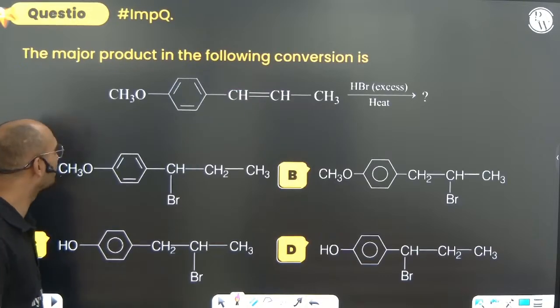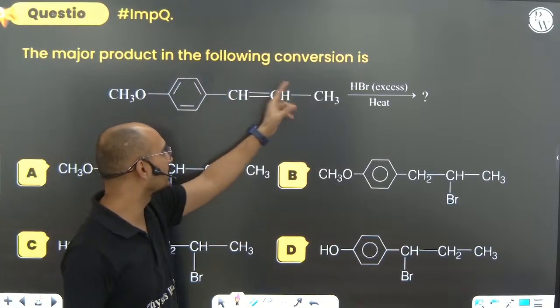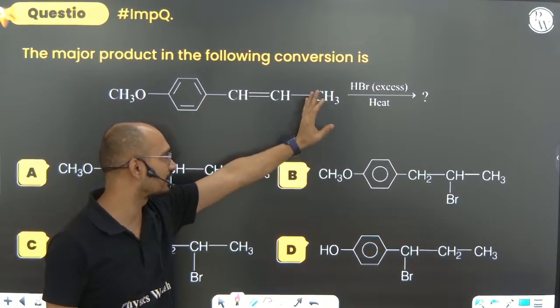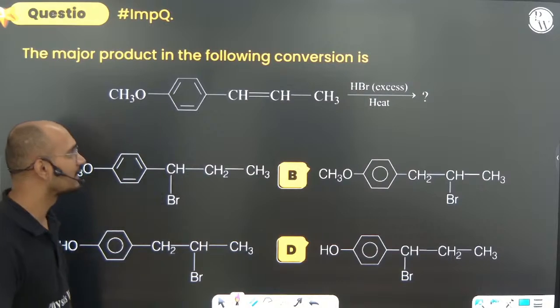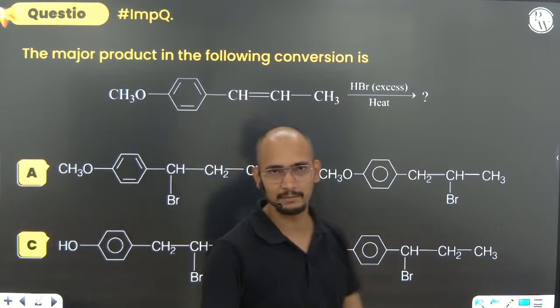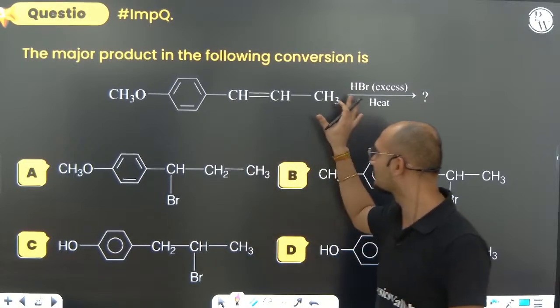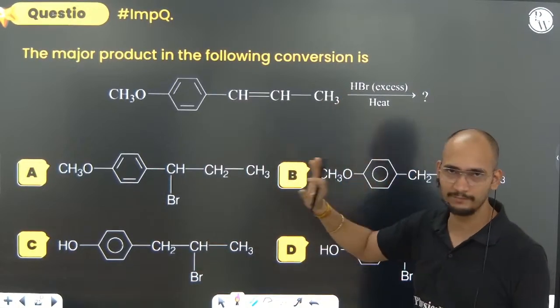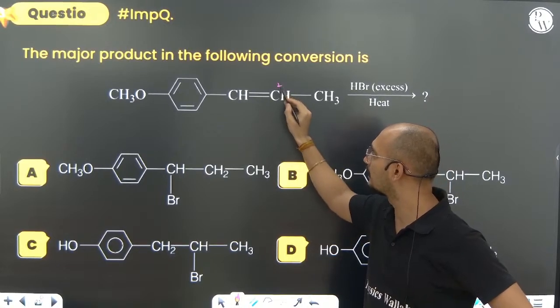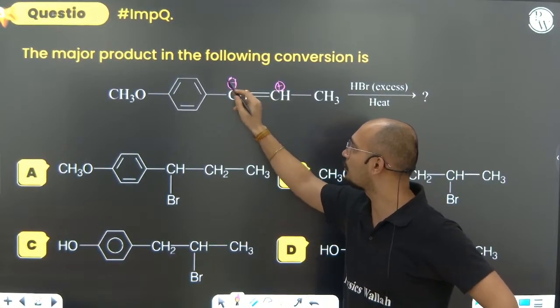Any doubt? Move ahead. Now the major product in the following conversion. Here OCH3, this CH2 double bond CH2 CH3, HBr excess plus heat. In such a case, what you have to see again. Is anything else given here? No, it is a very simple thing: there is nothing given like the peroxide effect. No peroxide effect means do it directly. Think, where is the positive charge more stable?